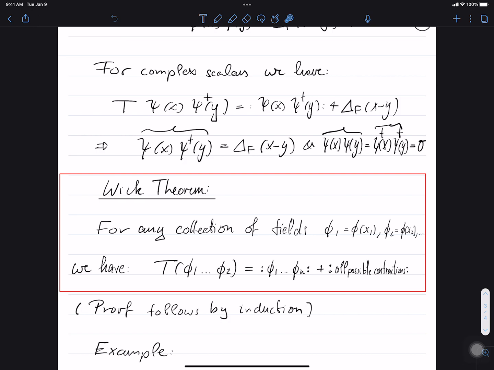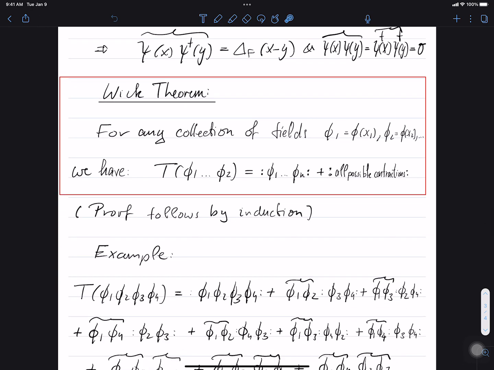However, if we look at the contractions, the contraction of psi x psi dagger y gives you the propagator. However, the contraction of psi x psi y, and of psi dagger x psi dagger y, is just equal to 0. So they vanish. Now the generalization of this is that for any collection of fields, the time ordered product is equal to the normal ordered product of those fields plus the normal ordered product of all possible contractions.